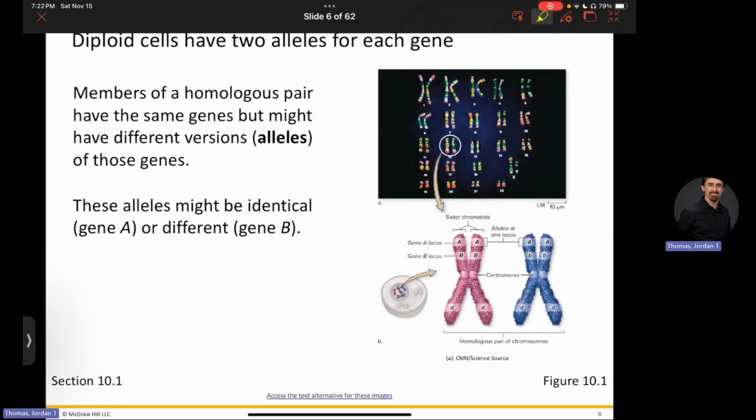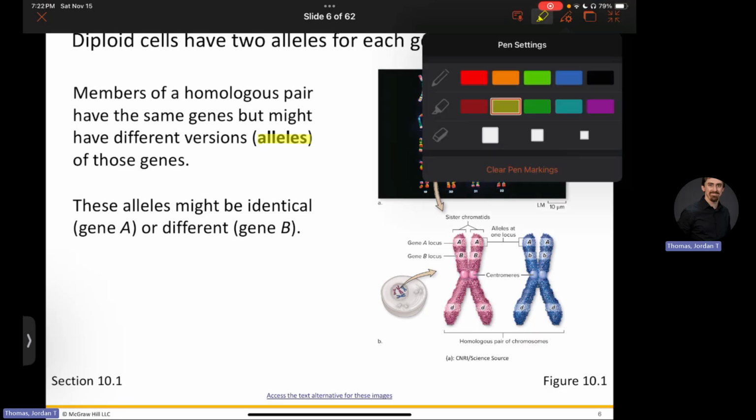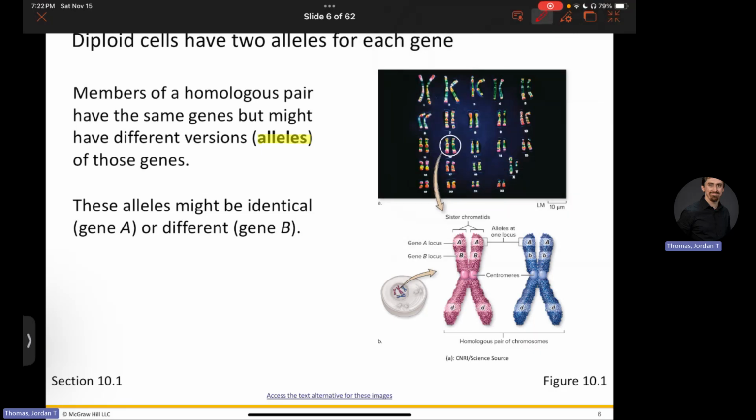Diploid cells have two alleles for each gene. Members of a homologous pair have the same genes but might have different versions, called alleles, of those genes. So an allele is a different version of a gene. Keep in mind, a different version means that it still encodes for the same protein, but it could have a slightly different structure in that protein. Same proteins being made, but it could look a little different based off of the allele. And we're going to see examples of this later.